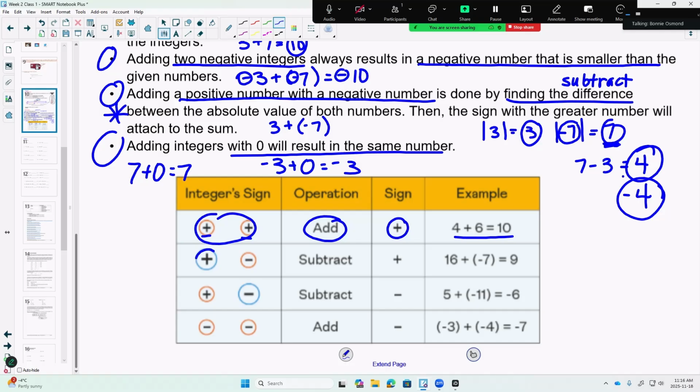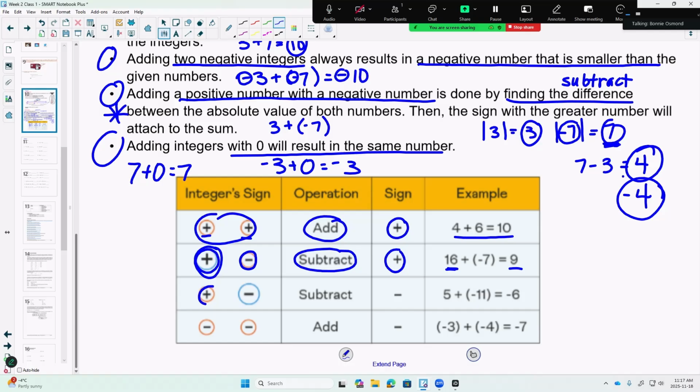If you have a bigger positive and you're adding a negative number, you are going to subtract the numbers, and because the positive number is bigger, the sign of your answer is going to be positive. So for example, 16 plus negative 7, 16 is bigger than negative 7. It's positive, so your answer is going to be positive. So 16 take away 7 is 9. The answer is positive 9.